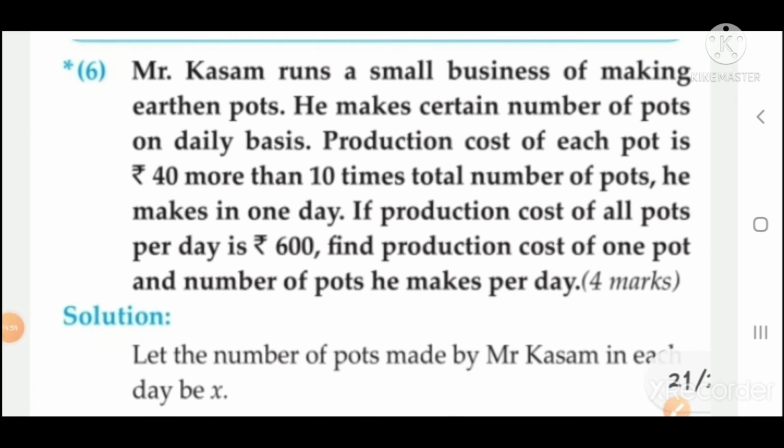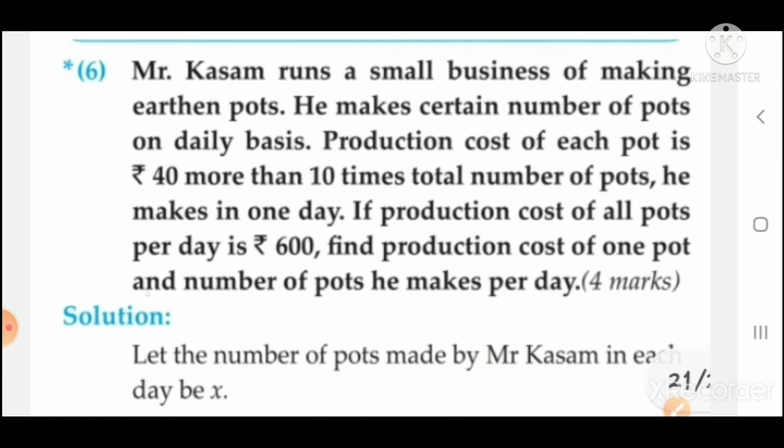Okay. Now let's move to another kind of sum. Question number 6. Mr. Kasam runs a small business of making earthen pots. He makes a certain number of pots on a daily basis. The production cost of each pot is rupees 40 more than 10 times the total number of pots he makes in one day.